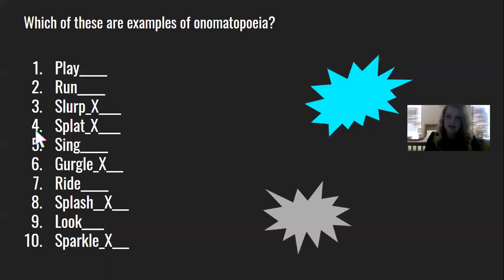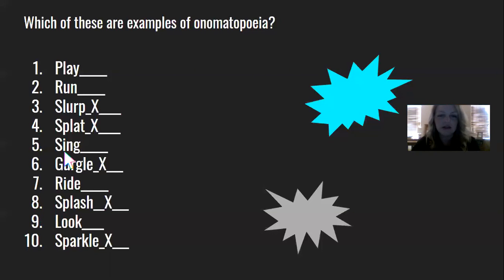So yes, and slurp is actually in there too. There's a page that has a big cat slurping up some water, and it says slurp, slurp, slurp. So you can see how that works. That's actually the sound that that cat would make if he was drinking that water. And so slurp and splat, those are sound effect words.